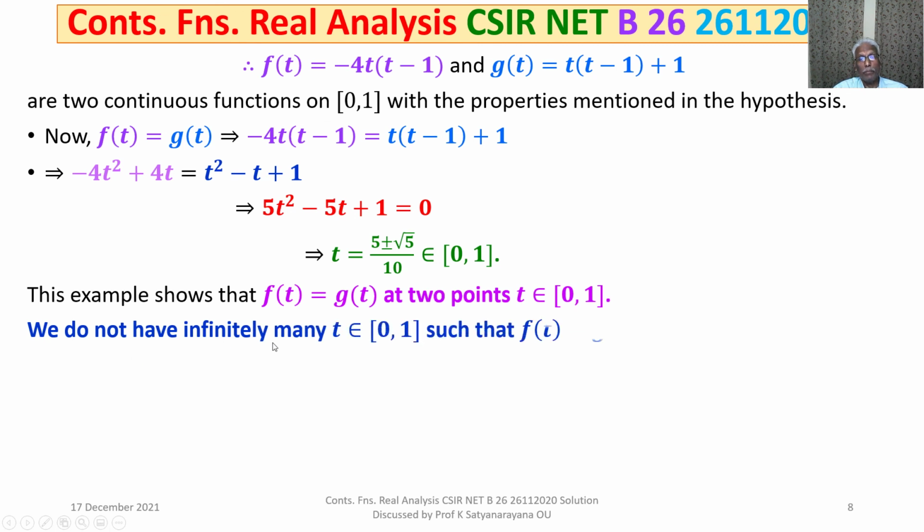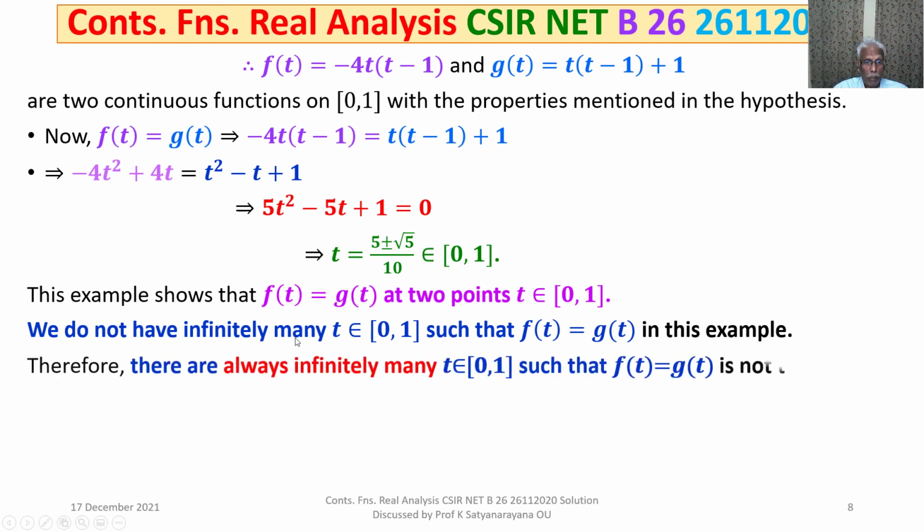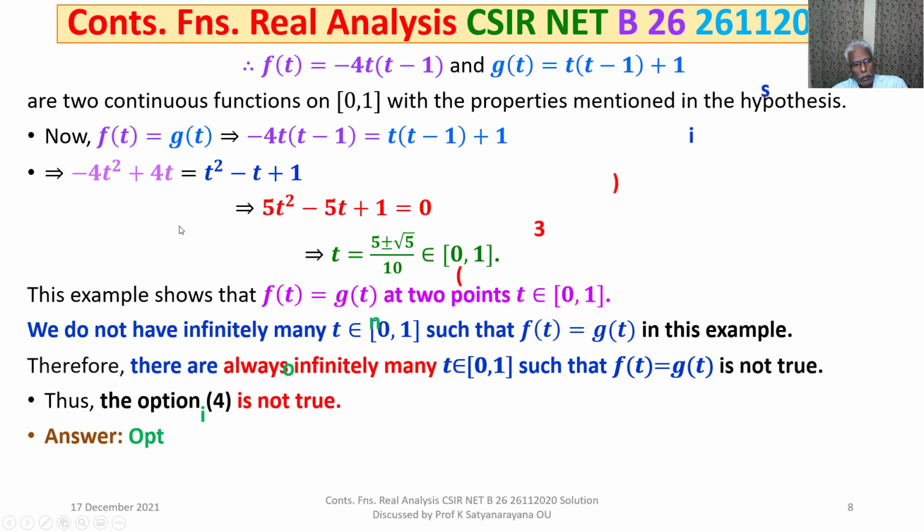We do not have infinitely many t belongs to 0 to 1 such that f of t is equal to g of t in this example. So therefore, there are always infinitely many t belongs to 0 to 1 such that f of t is equal to g of t is not true. Thus, option 4 is not true. So, on the whole, the final answer is option 3 is true, options 1, 2 and 4 are not true.